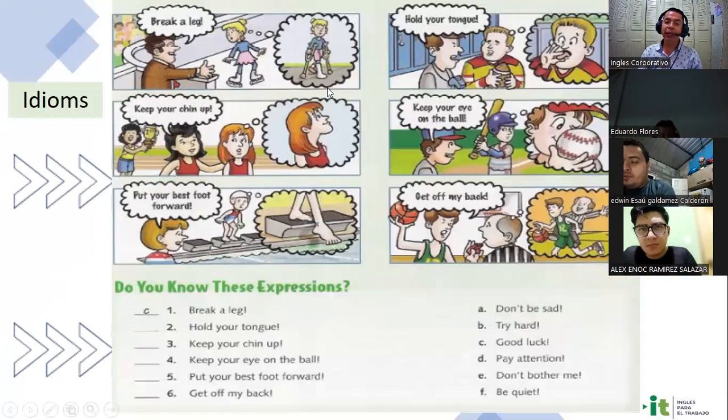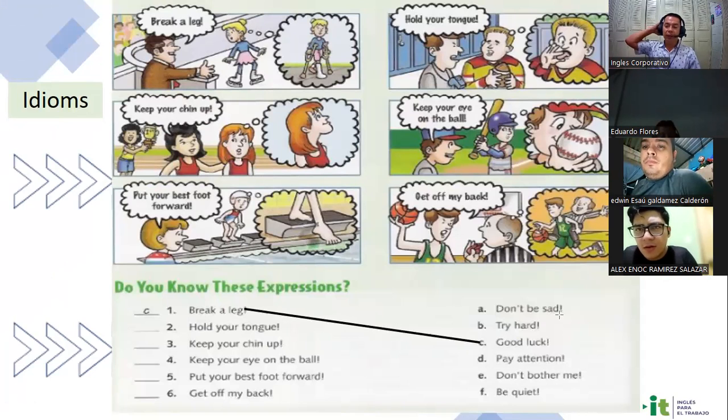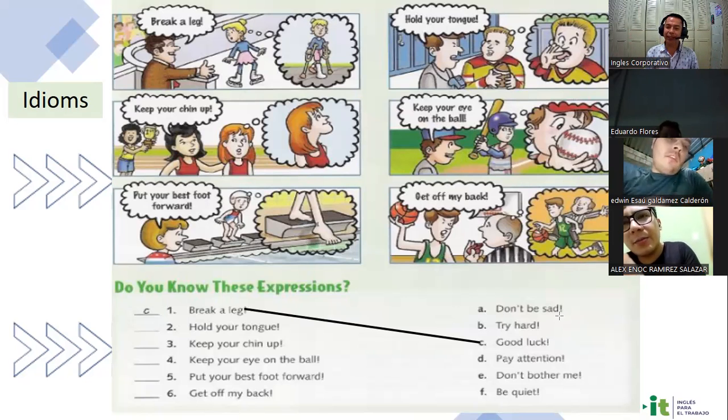Break a leg. When you say break a leg, you are saying letter C. Look. Good luck. Good luck, right? Eduardo, break a leg. Okay. Esaú, break a leg. And then you say, el teacher me está diciendo que me quiebre una pierna, right? No, break a leg means good luck, right? Andrés is riding the motorcycle. Andrés, break a leg. And Andrés is going to say, el teacher quiere que me caiga en la moto, no. No, break a leg is good luck, right?